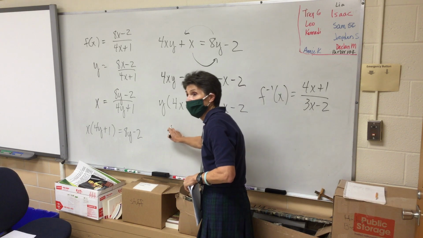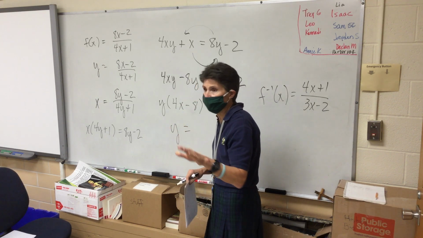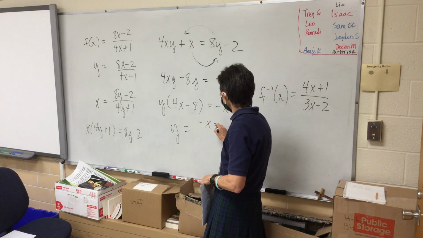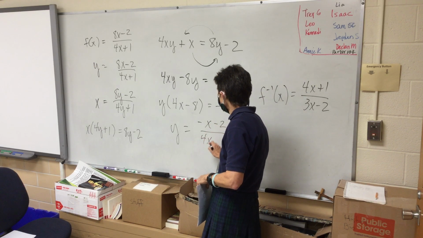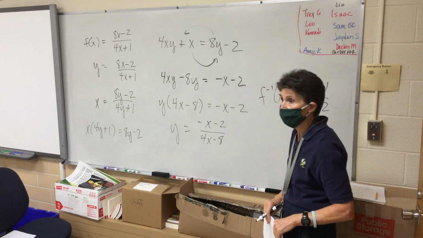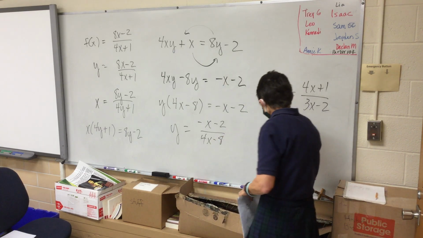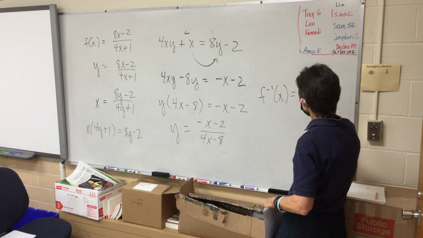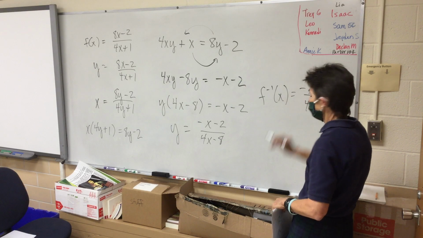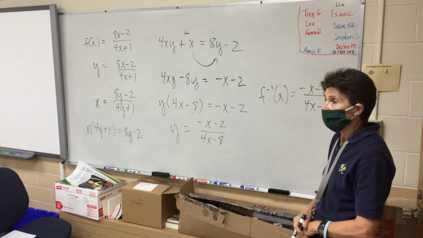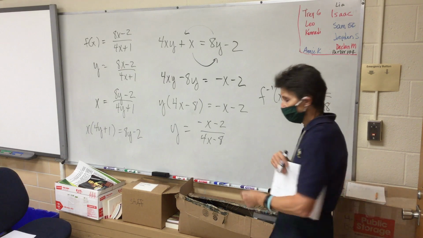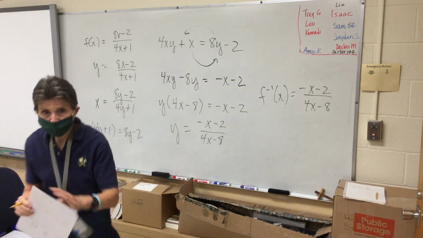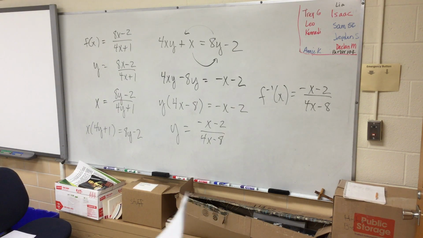And then see, when I divide, I'm going to have y equals. I don't want 4y equals. I want y equals. So y will equal negative x minus 2 over 4x minus 8. And that will be my answer. Okay? See, I told you we could get that done. All right, let me make a note that that's where we stopped.